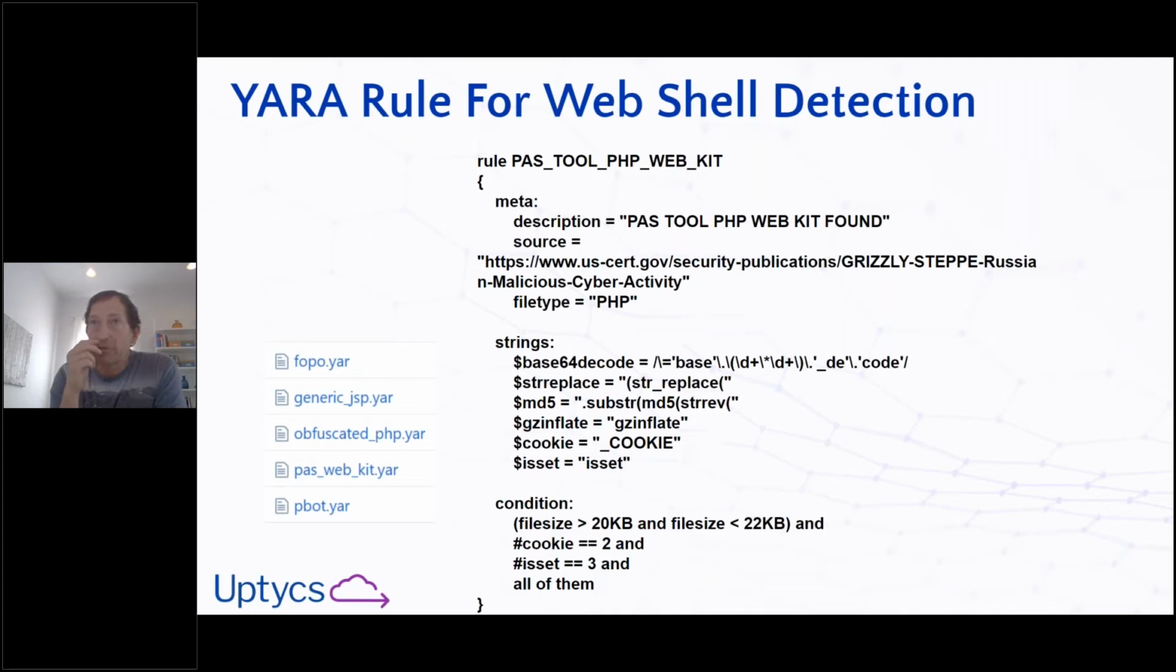Then he's got some other things in here, like a string replace, the presence of an MD5 function, GZ inflate, use of a cookie, and the isSet function. So he's defined all those strings and then says the condition, in this case, is 2 of the cookie, 3 of the isSet, and the file size is between 20 and 22 kilobytes.